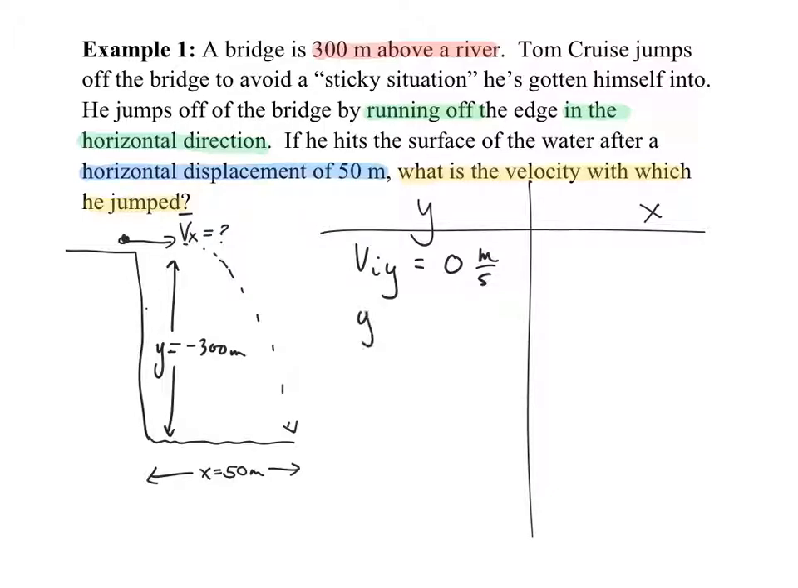So in the y direction, we have a displacement of negative 300 meters. We have a displacement over here of 50 meters. We don't have the velocity in the x. That's what we're looking for. We can put a question mark there. What's the acceleration in the y direction equal to? What's the acceleration in the y direction only? Gravity.